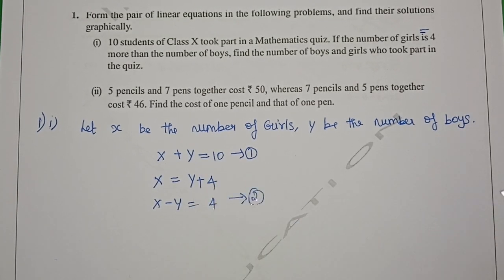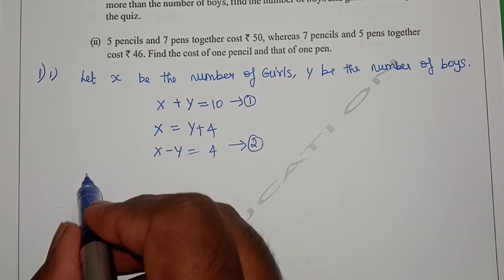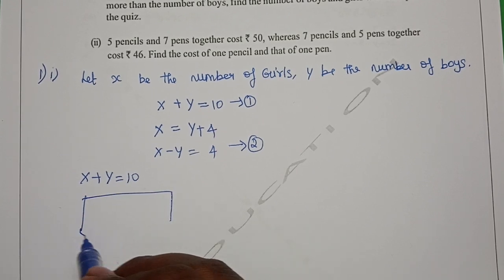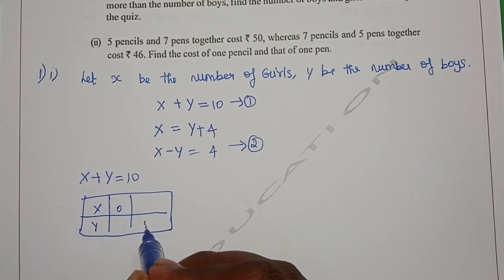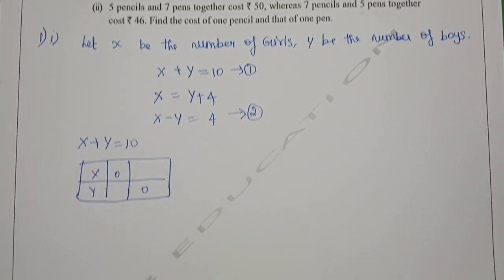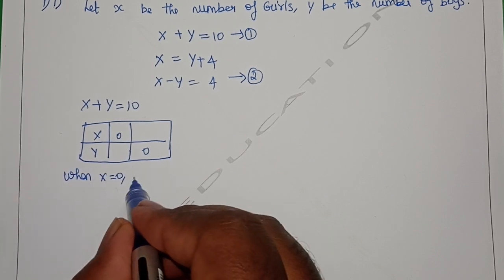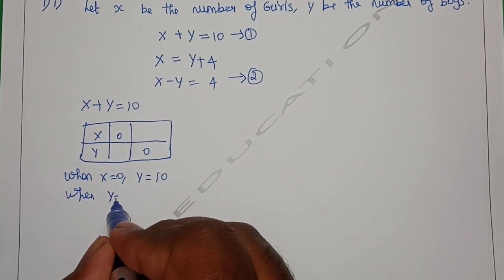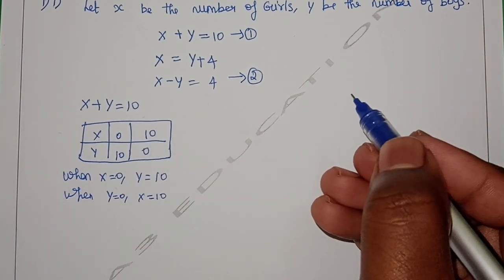Here we need to find the values of x and y so that we can find the number of boys and girls who took the quiz. Here we need to use the graphical technique. First equation, x plus y equal to 10. As I said, I will be using the small table technique with x and y. When x is equal to 0, y equal to 10. When y equal to 0, x is equal to 10. So the points are 0, 10 and 10, 0. Easily understood.